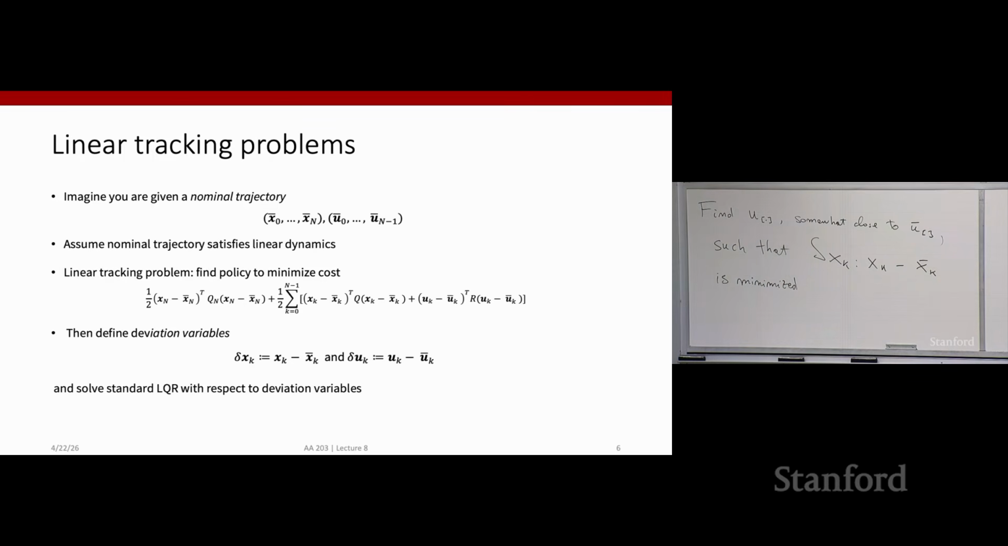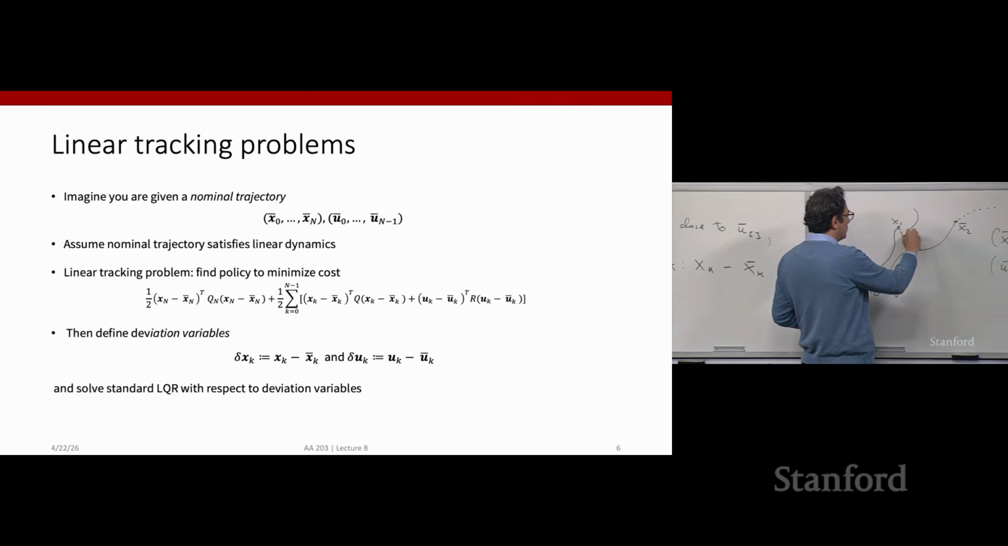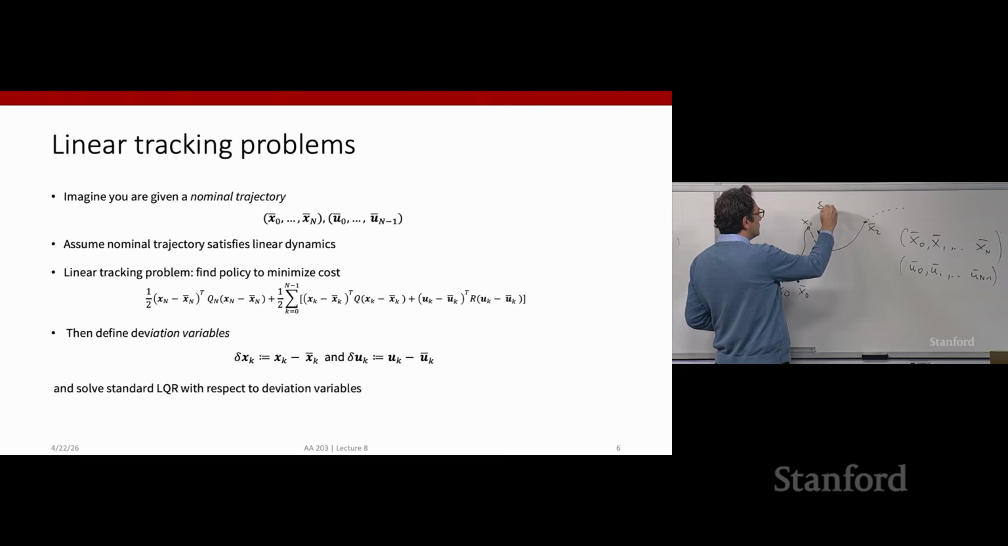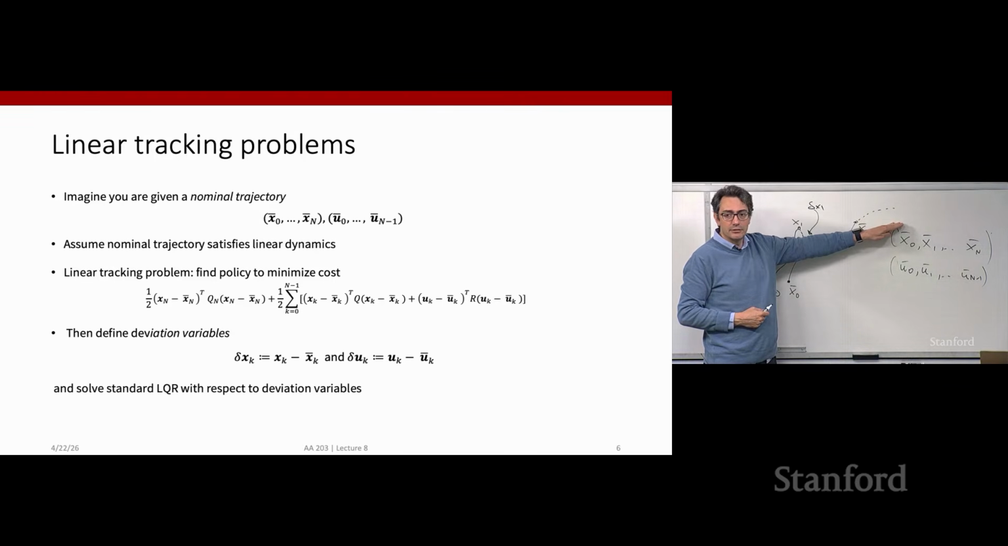Does this sound like a reasonable problem? You're given a nominal trajectory, you want to find a sequence of controls that bring you back to that trajectory. So this will be delta x1. For some reason, some disturbance moved you here. Some disturbance that was not modeled when you computed your nominal trajectory. Now you want to get back to your nominal trajectory.